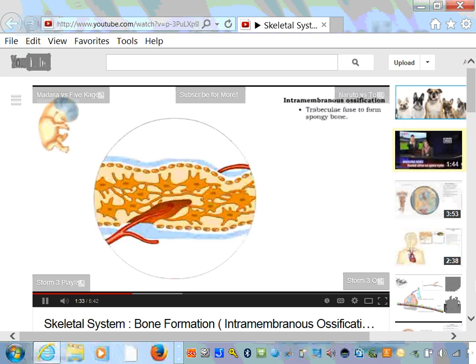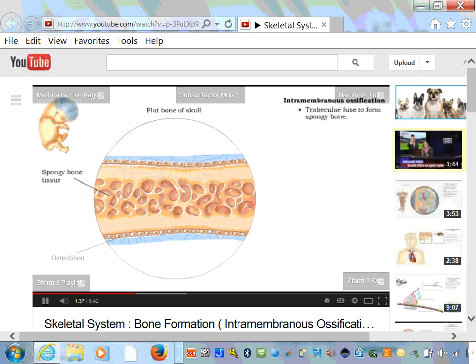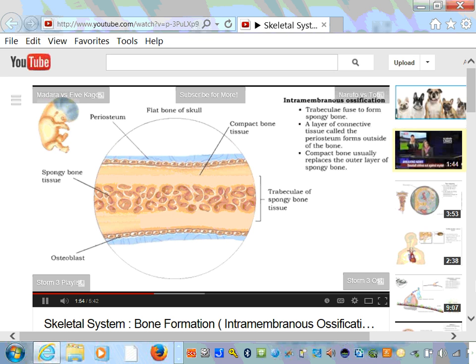Blood and lymphatic vessels grow into the surfaces of the newly formed bone and develop red bone marrow. Outside of the bone, a dense layer of connective tissue called the periosteum forms. Most outer layers of spongy bone are eventually replaced by compact bone, but the center remains spongy.